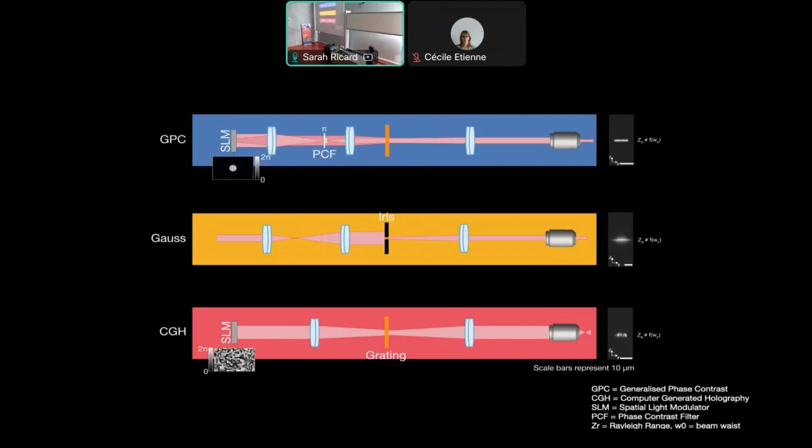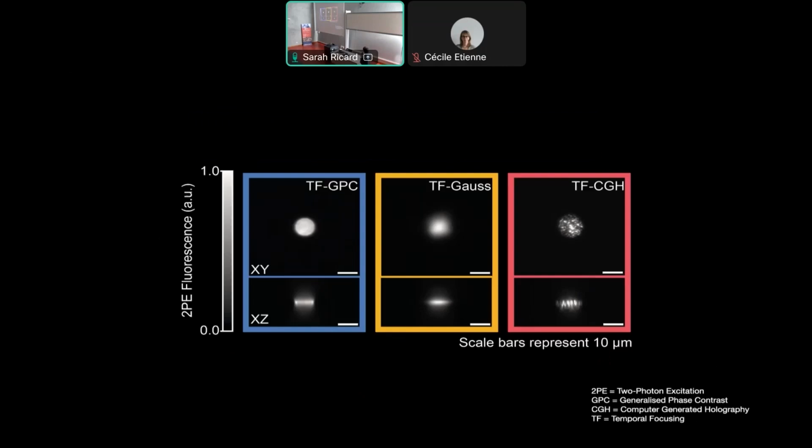And there are three methods that we generally use to do this. One is generalized phase contrast, one is Gaussian beams, and one is computer-generated holography, which I described earlier. And again, we use temporal focusing with all of these methods in order to ensure that we have good axial confinement, and so that we have high contrast imaging of the fluorophores that we're interested in.